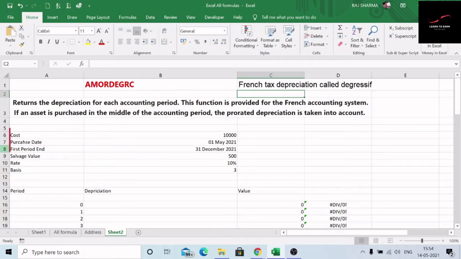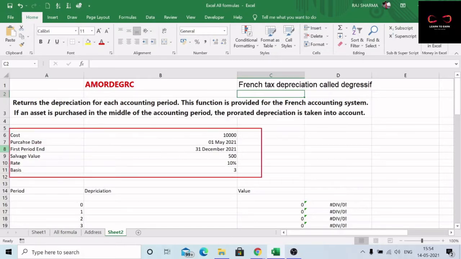Let us assume a company has purchased a machinery and the cost of the machinery is 10,000. The purchase date of the machinery is 1st of May 2021 and the first period on which the depreciation is going to be charged is 31st December 2021, so before a completion of 1 year. Salvage value of the machinery is 500. The salvage value is the residual value of the machinery after completion of its useful life.